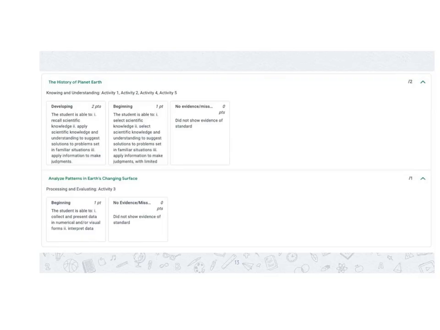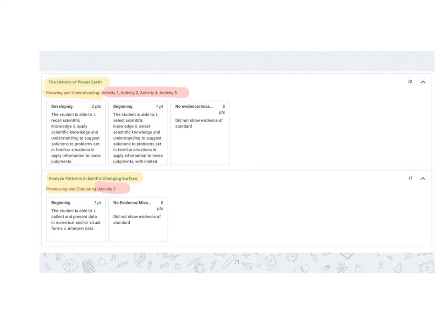Each time that we have an assignment, I'll also let you know which standard this is part of. So like this assignment here, this is from U3L1, is looking at the history of planet Earth, which is a knowing and understanding standard. And the activities that are related to that are activities 1, 2, 4, and 5. Then we have our second one, which is analyzing patterns in Earth's changing surface. This is from processing and evaluating, and only activity 3 had to do with this.